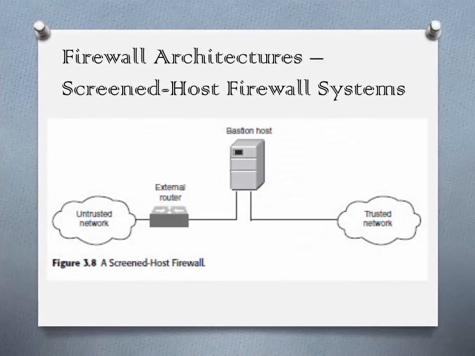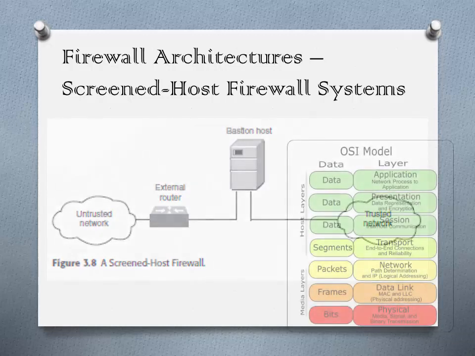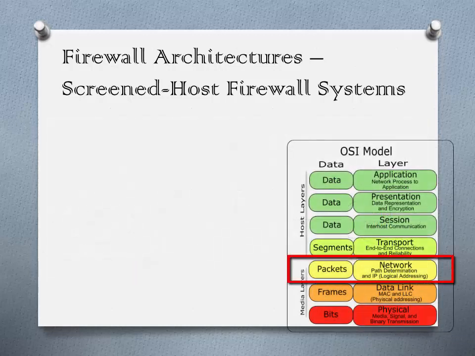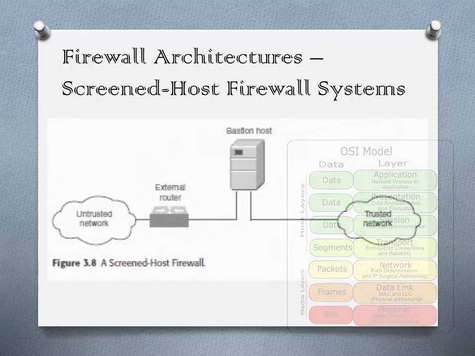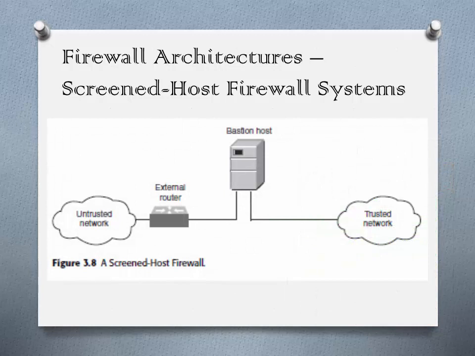Next, we have screened host firewall system. So this firewall architecture employs both a packet filtering router and a bastion host, and is called screened host firewall. It commonly provides both network layer and application layer services. This type of firewall system is considered safer because it requires an intruder to penetrate two separate systems before he or she can compromise the trusted network.